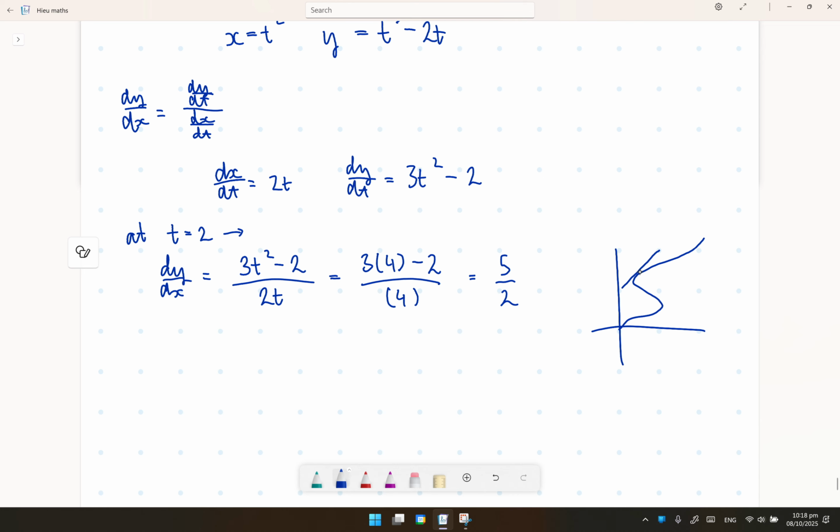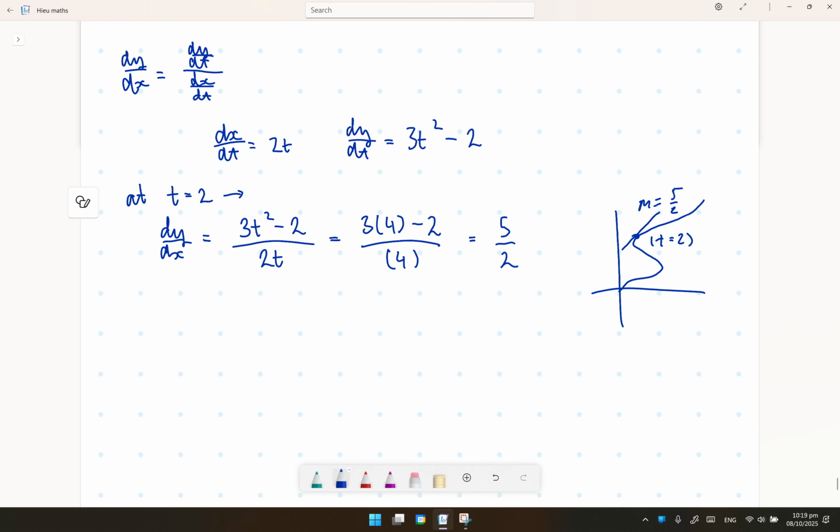So let's say the parametric equation looks like this. The tangent at this point right here happens to be when t equals 2. I can't draw this on the graph, because the parameter we're using, t equals 2, doesn't exist on this graph. This graph is plotted as y and only x, so t doesn't exist on this graph. We just know that this point here is from t equals 2. So now we know that the gradient is 5 over 2.